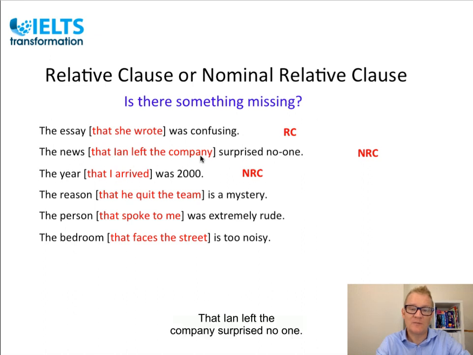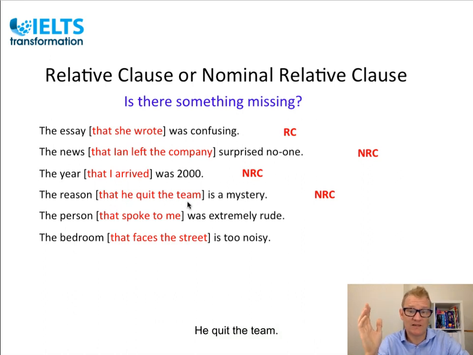That Ian left the company surprised no one. So when you watch the noun clause video lesson, this should become clearer. Again, this is quite technical. That he quit the team is a mystery. Don't need anything. He quit the team. Complete. So that's a nominal relative clause.